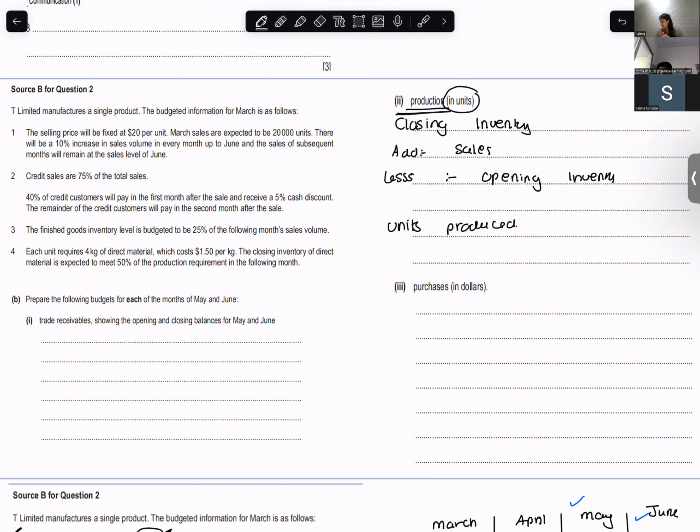They will give you some information about the units produced. Are you with me? So come on, I'm giving you 5 minutes. Try to figure out. We have to make the production budget, and it has to be in units. Can you give me the format of the production budget, please? Sure, miss. It's sales plus closing inventory, less opening inventory. You will get the units to be produced.